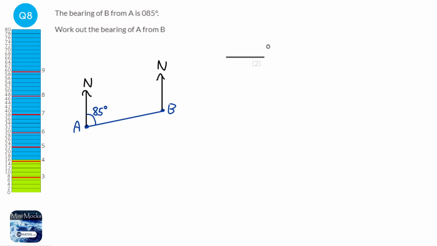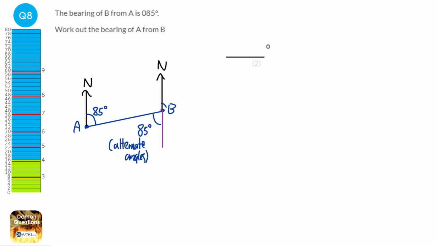So now it says work out the bearing of A from B. So the first thing we can do is actually just draw a line going down here, and we know that this angle here will also be 85 degrees because of alternate angles. It's always best to write that down somewhere, so we can just put in brackets here alternate angles.